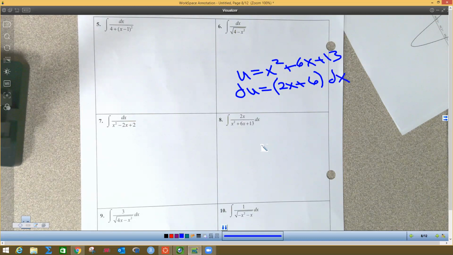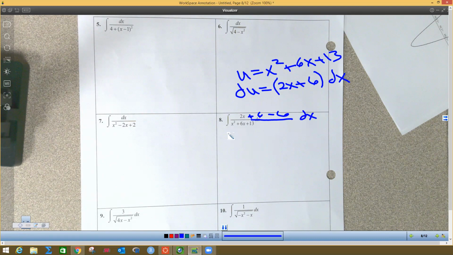Well, could I add 6? If I added 6, what else would I have to do to keep it equal? Could I add 6 and subtract 6 and be equal? So that's what I'm going to do. I'm going to say, well, plus 6 and then minus 6 is going to be the same. Now, this is all over the same denominator.